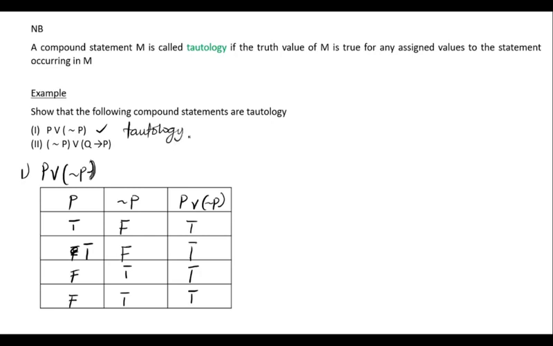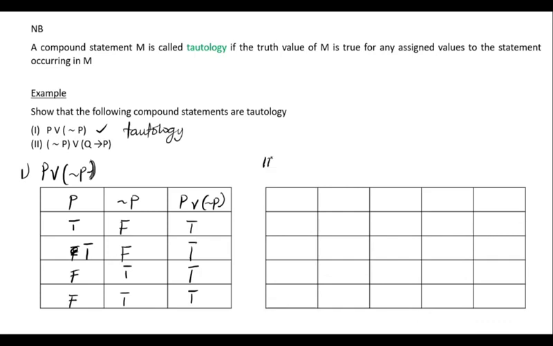Alright, now let's see whether negation of P or Q implies P is also a tautology. So the second one is negation of P or Q implies P. We have our P, our Q statement. We can see negation of P over here, so we write negation of P. Then we can see Q implies P here, so we write Q implies P. Then we write the final one between all of them, which is negation of P or Q implies P.